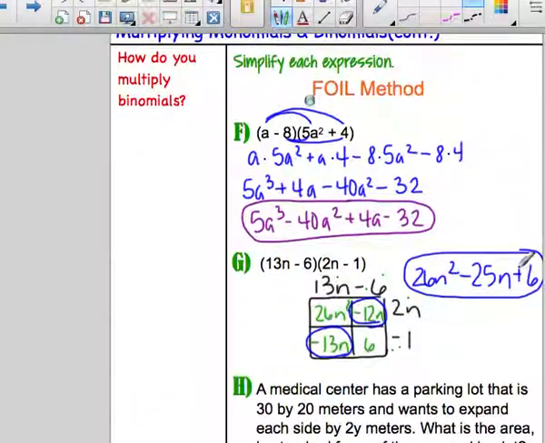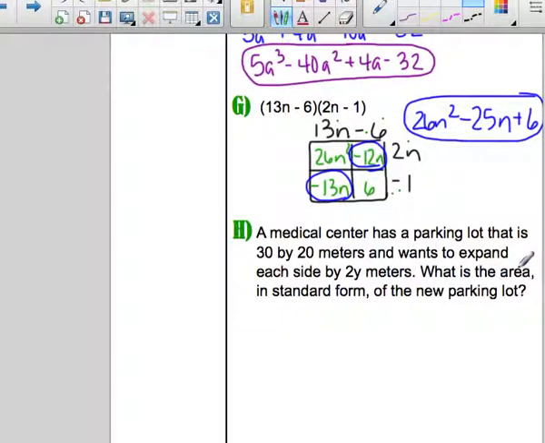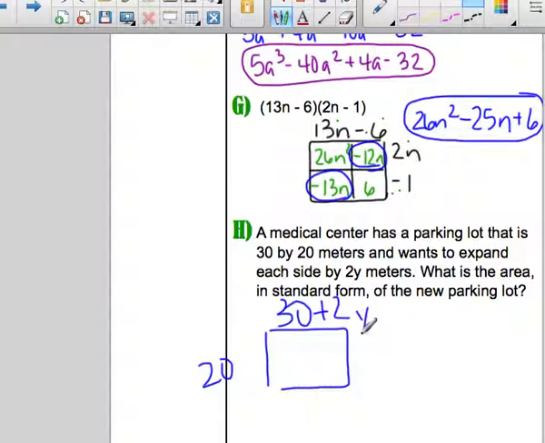Finally, we have a medical center. They have a parking lot that is 30 meters by 20 meters and wants to expand each side by 2y meters. What is the area in standard form of the new parking lot? So what that means is if we have this parking lot, right now it's 30 by 20. We want to expand, which means add on by 2y meters on each side. Which ends up happening is now we have two binomials.